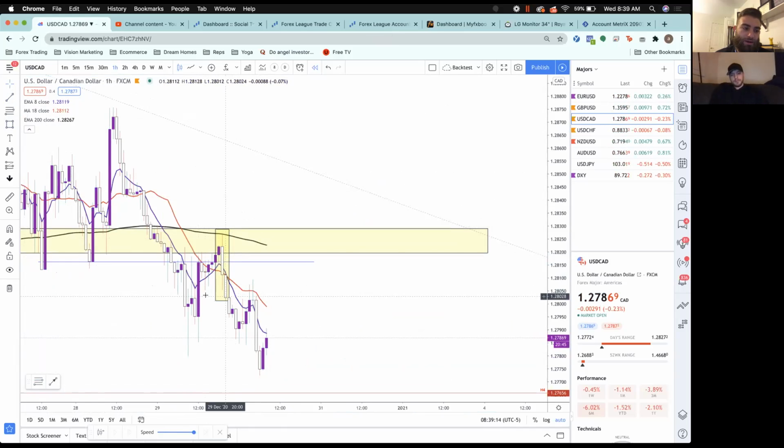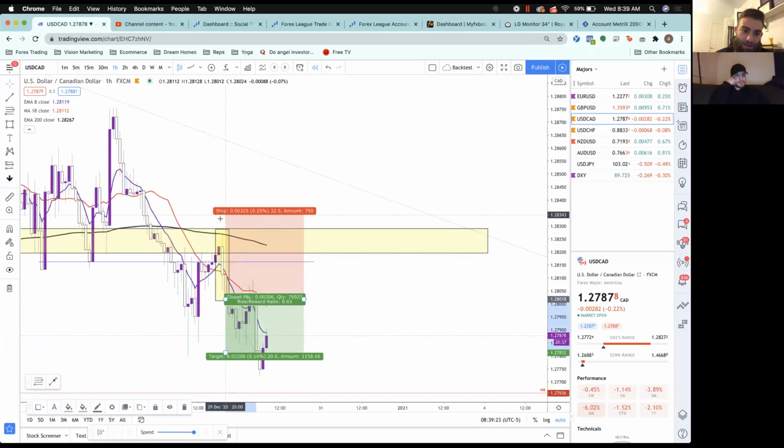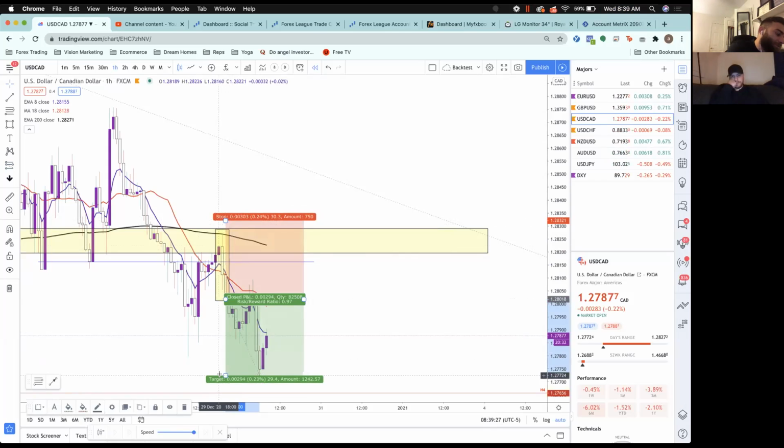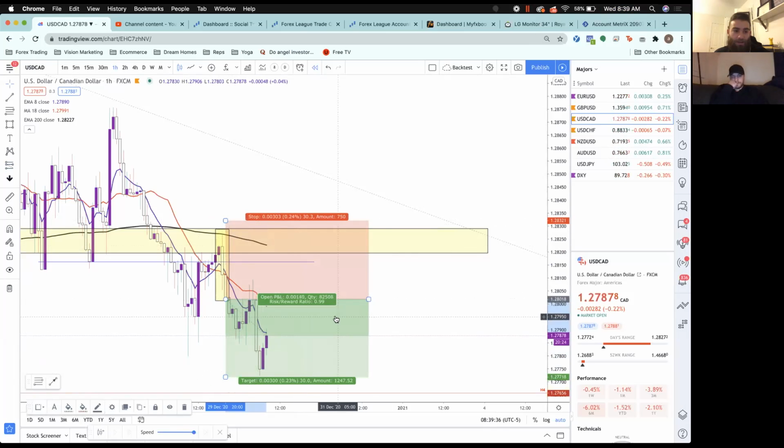This has no wick on it right there. Could have shorted it. When was that? Last night at 8 p.m. Could have put stops above this level, just targeted 1-to-1 to begin with. And as you can see, this thing obviously hit 1-to-1 already. So now we would just be managing this. So how are we going to get back in on the next trade?